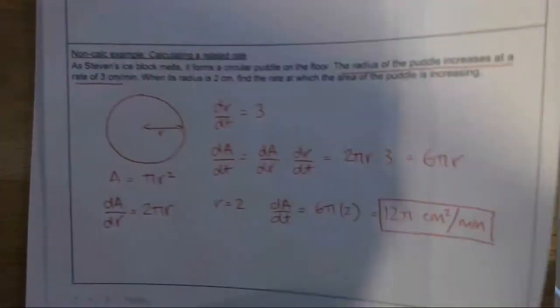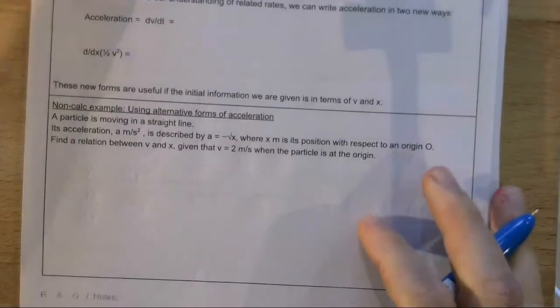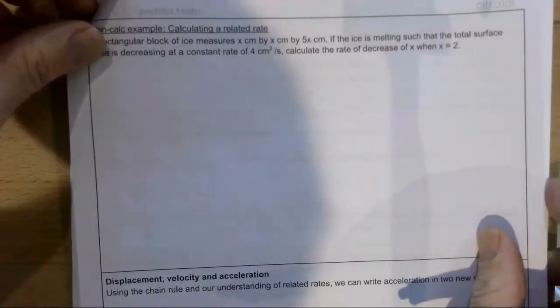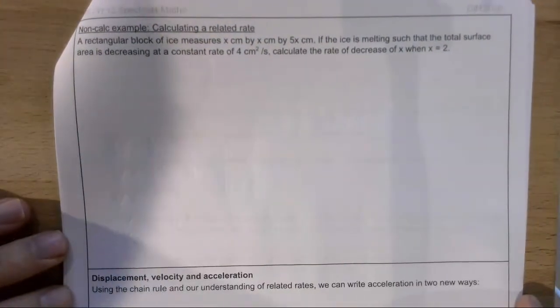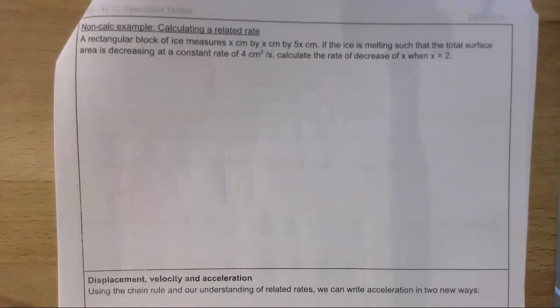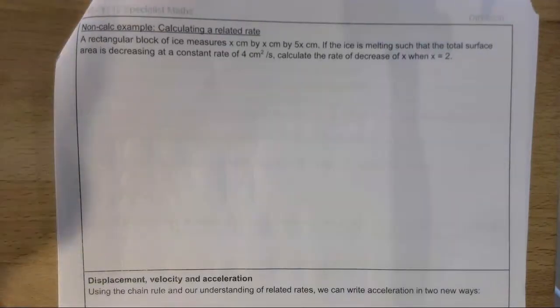Great stuff. Okay. Let's step it up just a little bit. Have a go at the question on the next page. This time we've got a block of ice. Start with a picture. Calculate your surface area. It's not actually interested in the volume, the surface area. And see if you can figure out how x is going to decrease at that specific point when x is equal to 2.